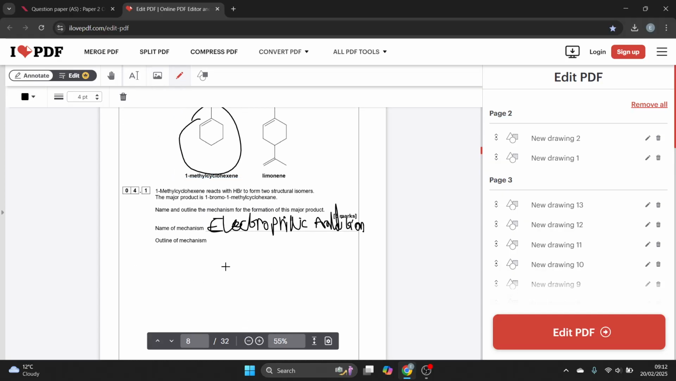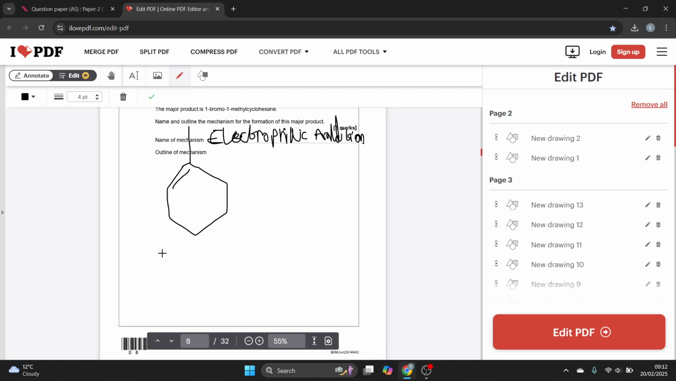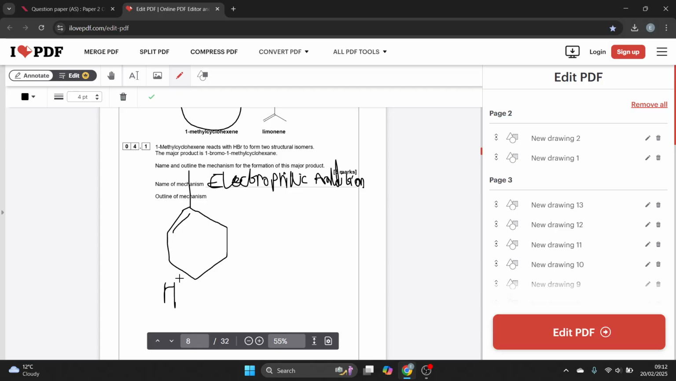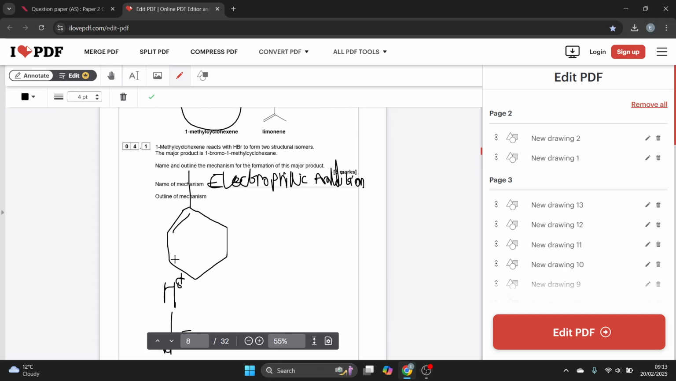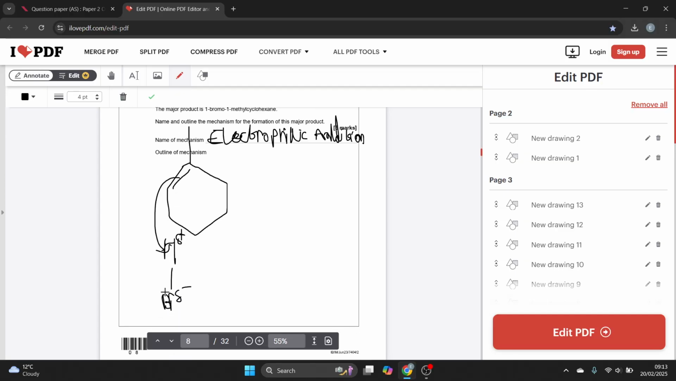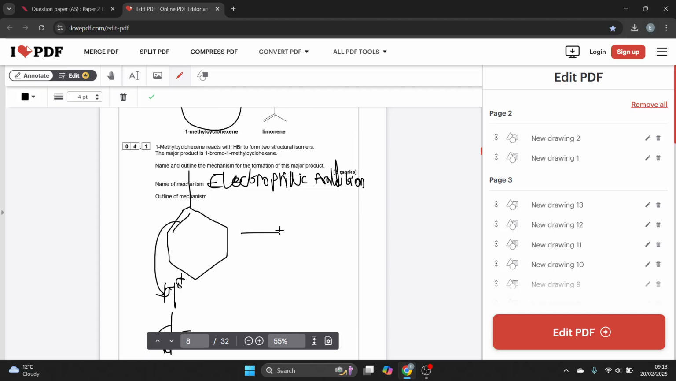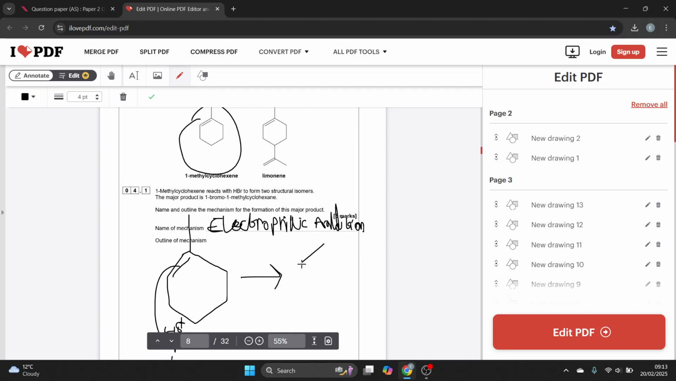Okay, so I've got 1-methylcyclohexene, and I've got HBr, a hydrogen halide, so hydrogen is partially positive, Br partially negative. Probably should have done it up there, but I guess it's fine. What happens is the curly arrow goes from the double bond to the H. And I know I'm going to form 1-bromo-1-methylcyclohexane. So then I draw out the rest of it.